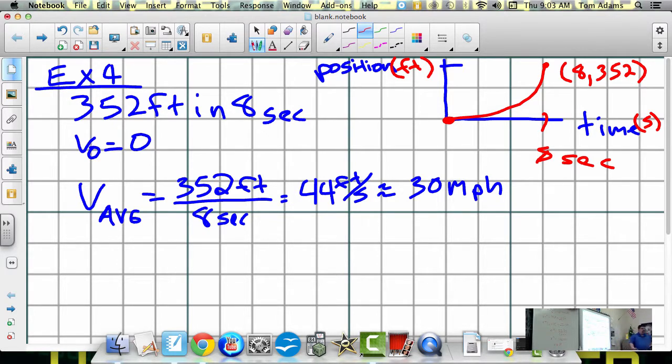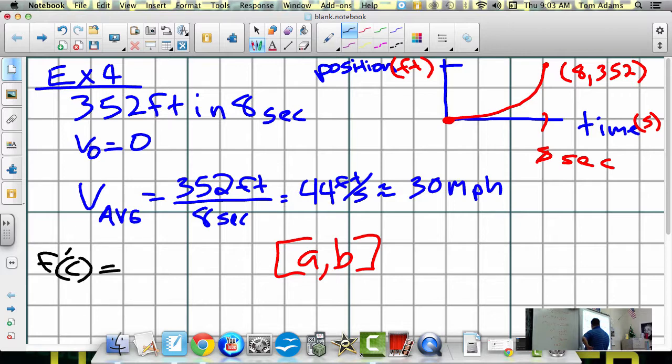Now we have an interval AB. What's the interval AB if you were to list that? 0 to 8. 0 to 8, yeah. So normally when we do the mean value theorem, and maybe I should write that down so you guys can remember what we're trying to do. Remember we said that f prime of c should be equal to an average rate of change, because that's really what the secant line represents. It's not an instantaneous rate of change, it's an average rate of change.